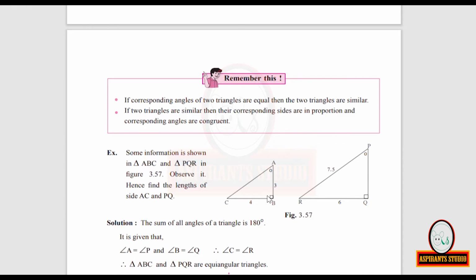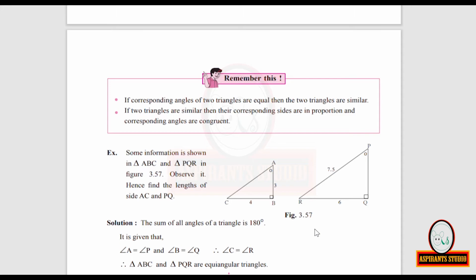Already you have measure of angle B equal to measure of angle Q because each is of 90 degrees. So now coming to the remaining angle. What is measure of angle C and measure of angle R? The sum of all angles of a triangle is 180 degrees. All of you know this property of a triangle.